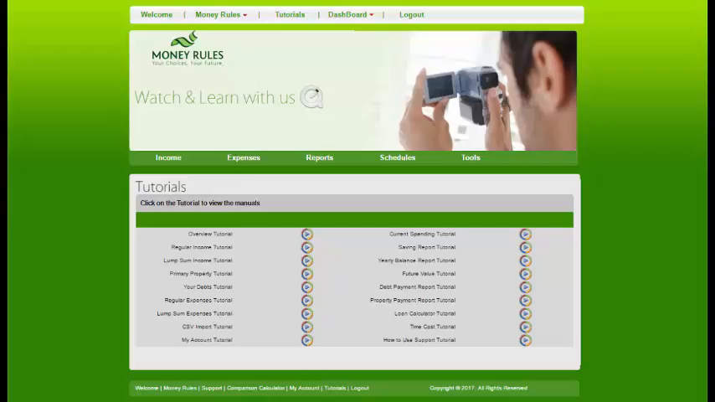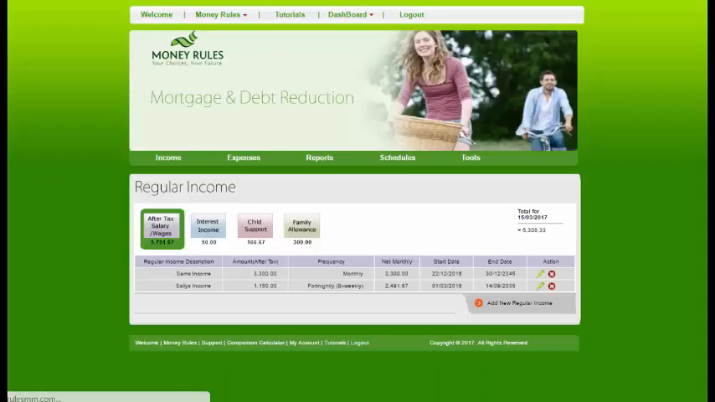Okay, so what I'm going to do here is just take you through the basics of the program so that you get a good understanding of it. Everything's got to work on income and expenses, and then there's some reports. So Money Rules works on regular income. So this is all known income. It is a proper cash flow management program.